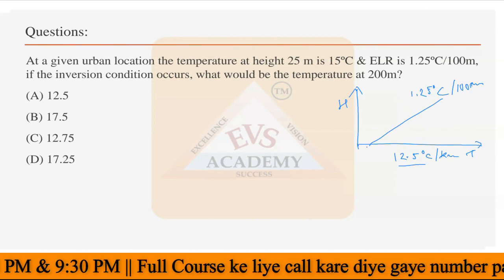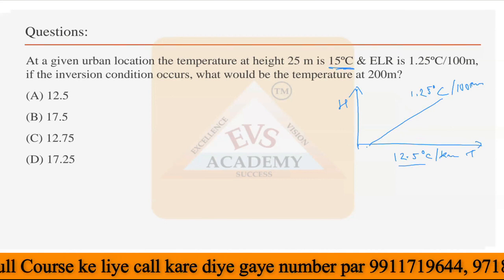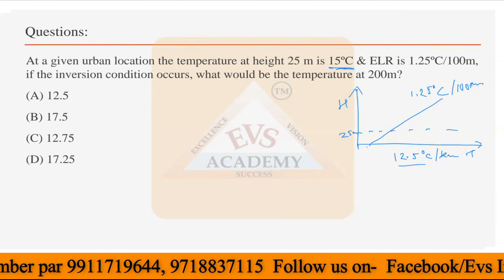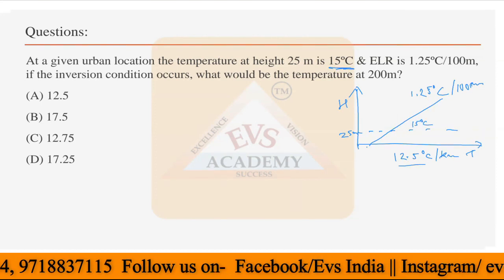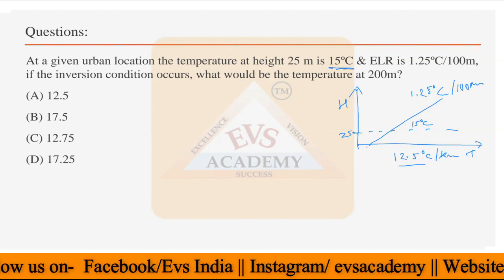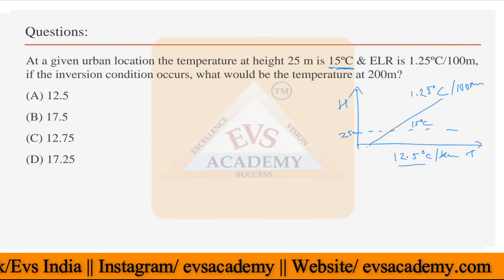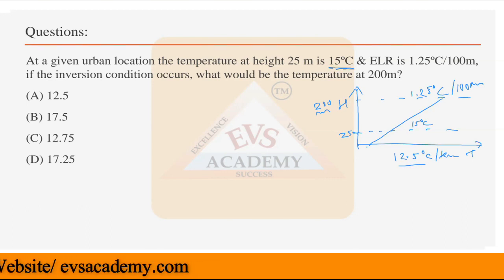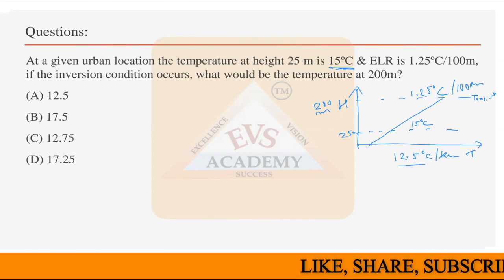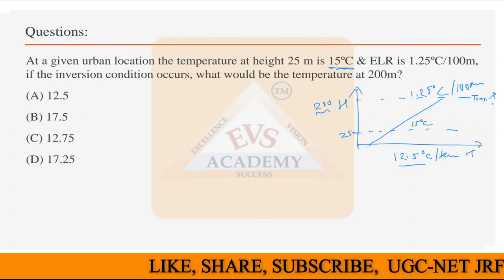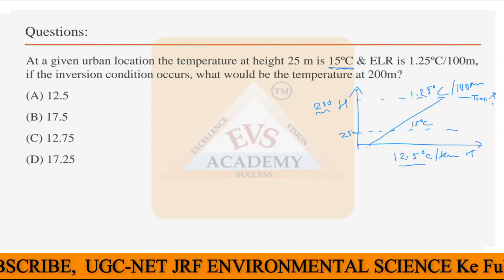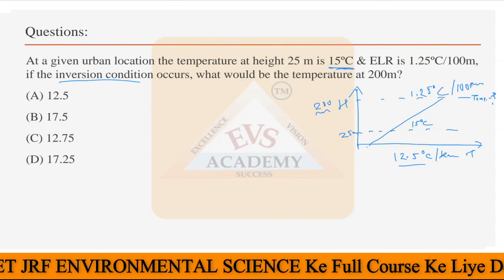15 degrees Celsius we have at the 25 meter. Suppose this is the 25-meter height, and at this 25-meter height we have the 15 degrees Celsius temperature. Now it is asking about the 200 meter above. Suppose this is the 200-meter height. So it is asking about the temperature at this height. So that's what we have to calculate. So definitely the temperature would be more than 15 degrees Celsius because there is an inversion condition, it is saying. It means the temperature is increasing with the increasing height.